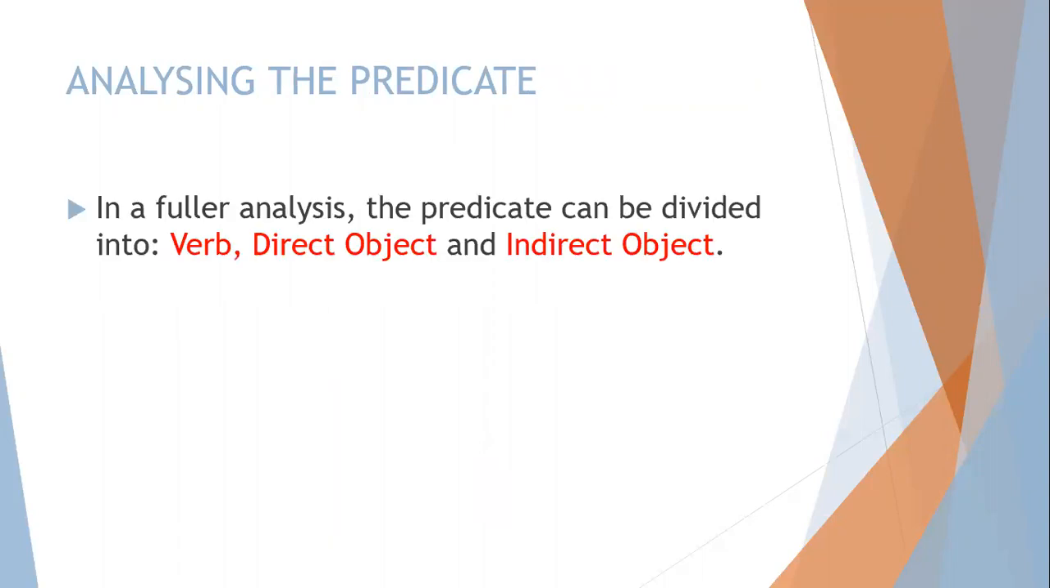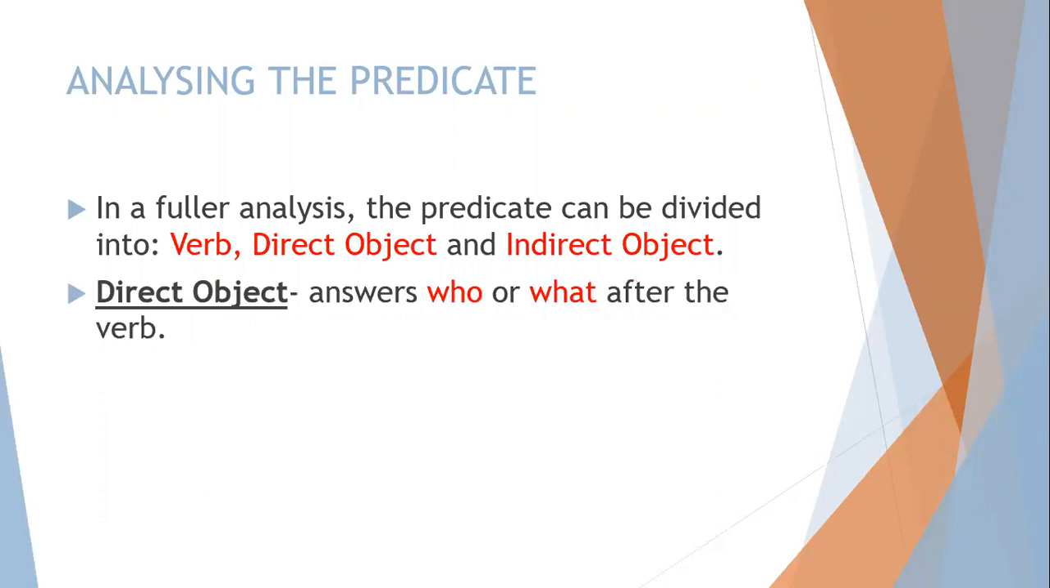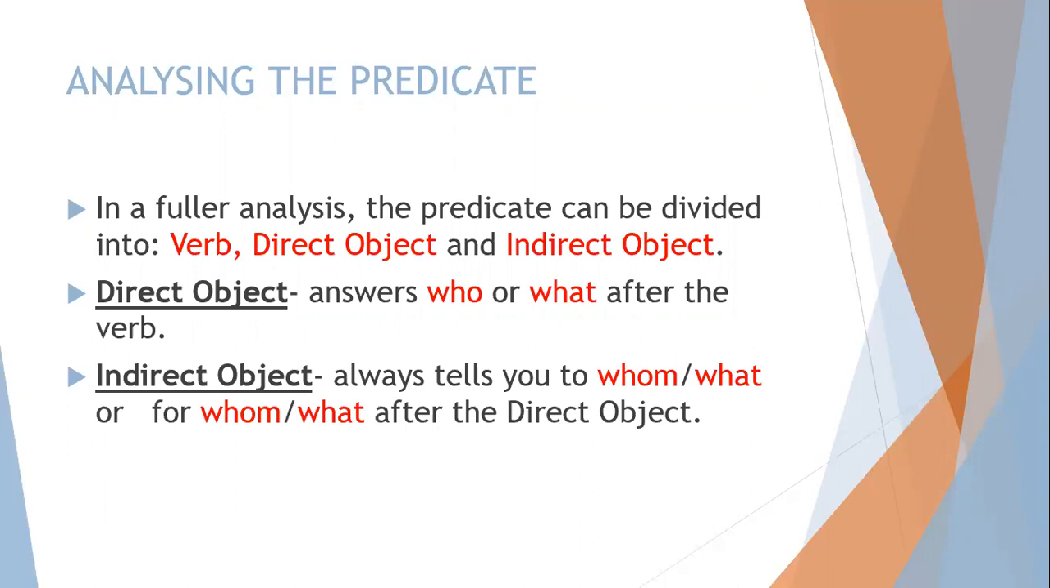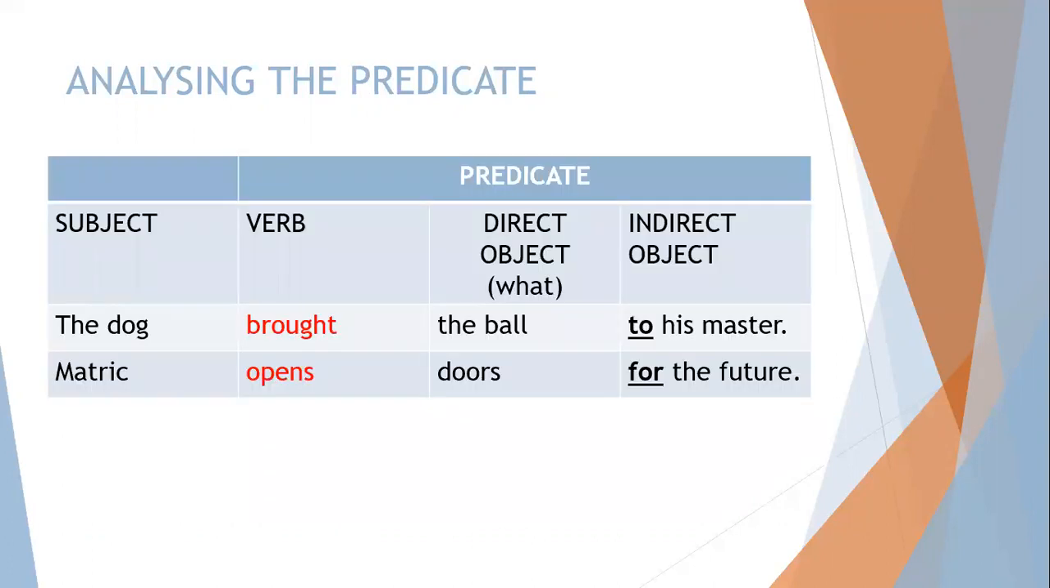Analyzing the predicate. In a full analysis, the predicate can be divided into verb, direct object, and indirect object. The direct object directly answers the who or the what after the verb. And then your indirect object always tells you to whom or what, or for whom or what after the direct object. Let's look at this table. At the top you'll see subject, verb, direct object, and indirect object. The dog, the subject, brought, the verb, the ball, your direct object. So what did the dog bring? To his master, and that's our indirect object.